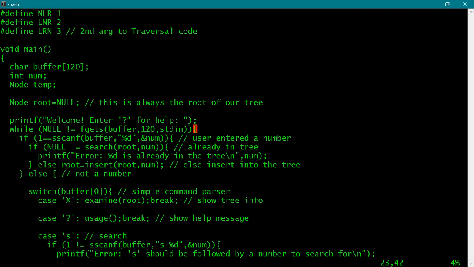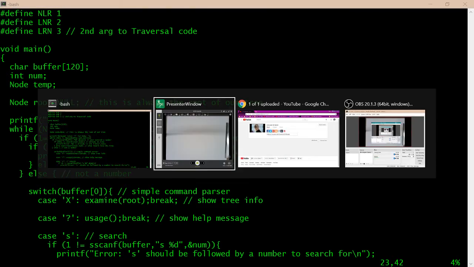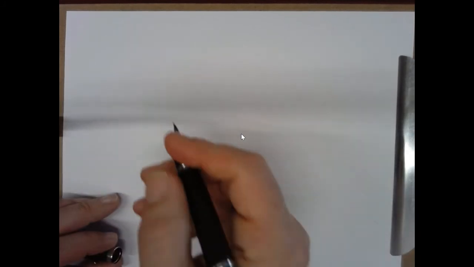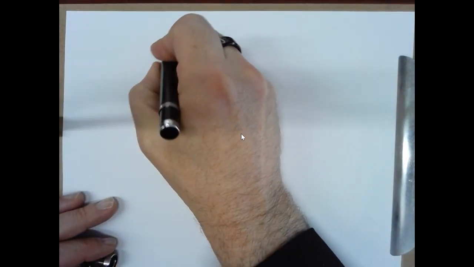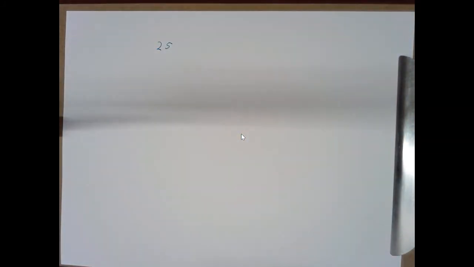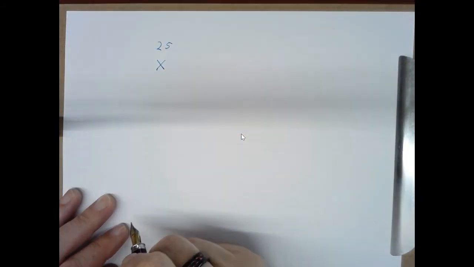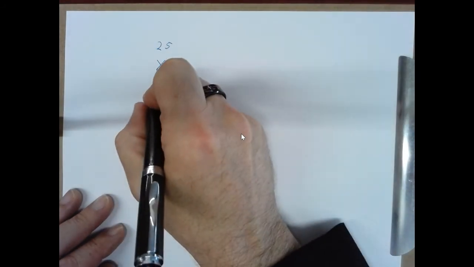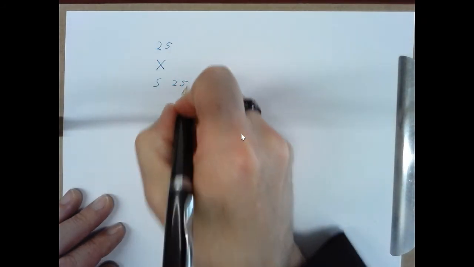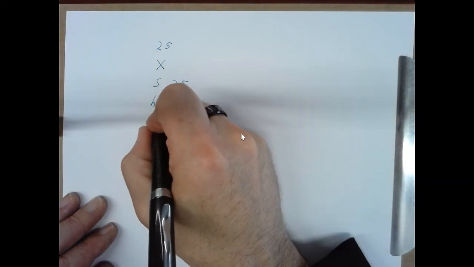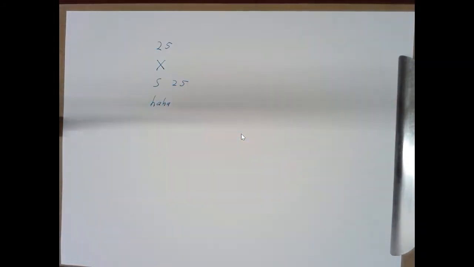All right, so I've read in one line of input. We have a variety of commands that we might be issuing. So we might just say something like 25, which means insert 25 into the tree. We might say X, which means show me stuff about the tree. We might say search for 25, which searches for a node, and so on. Or we might say something totally meaningless, like haha.